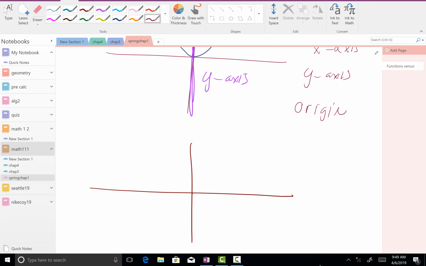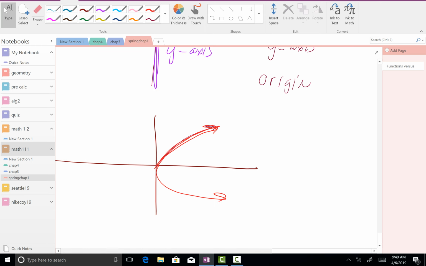Maybe the graph looks something like this, and looks like this. Not a function, but it has x-axis symmetry for the same reason.